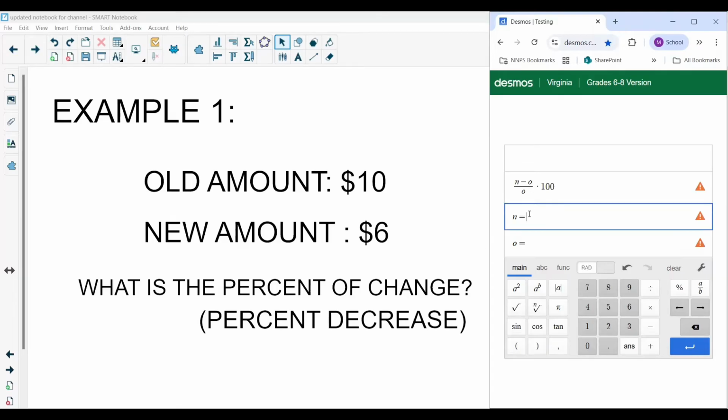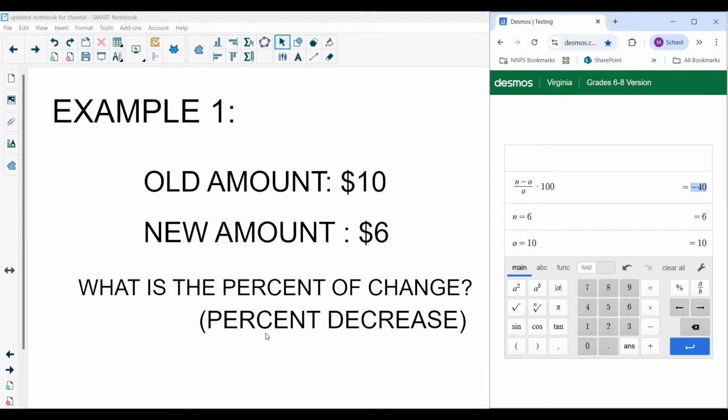It says our new amount, which is our N here, is 6. And our old amount, you see, it starts with the letter O here, is 10. Okay. So my percent decrease is 40%. So this question could have said, what is the percent decrease? Or it could have said, what is the percent of change? And if it just asked what the percent of change is, we would say a 40% decrease because our answer is negative.